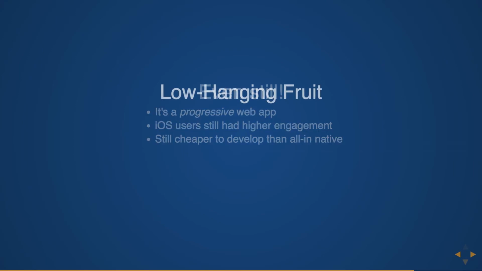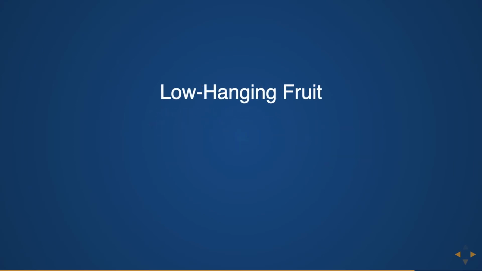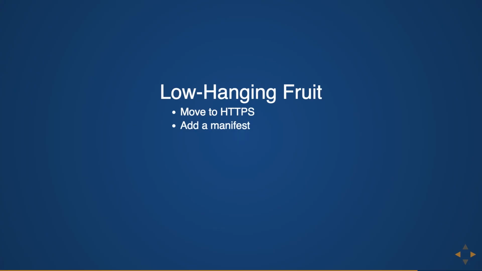So that's saying 1/3 of your development costs right off the bat. So some things that you can do to get started with progressive web apps. There's some low-hanging fruit. First thing is move to HTTPS. If you're not on it already, do that. You can go to Let's Encrypt and get a certificate for free if you need to.